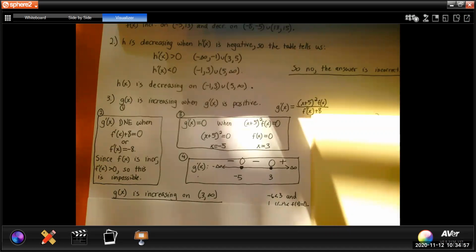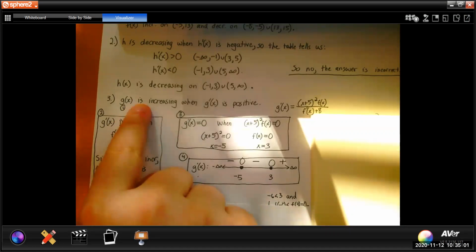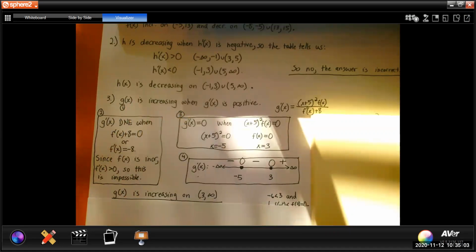First thing I did was the thing I've been emphasizing for a lot of these. As I said, g of x is increasing when g prime of x is positive. So that tells me, okay, to answer this question, what I need to do is determine when g prime of x is positive. So I went about that in a way you may not have expected.